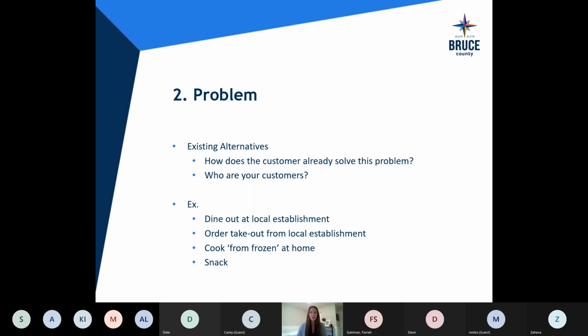Well, people could be dining out at local establishments already. They could be ordering takeout instead and just eating at home. They could be cooking from home or from frozen, or maybe they're just snacking. They're not eating dinner at all. They're so busy with their social lives and their career that they just munch on crackers and cheese when they get home, and have an apple and popcorn later. They're not eating a hearty or healthy dinner because they just don't have the time. So those are some of the ways they're already solving their problems.